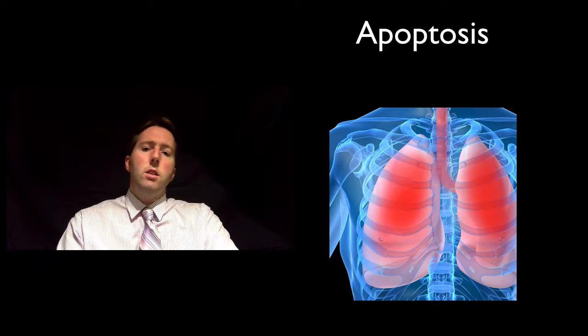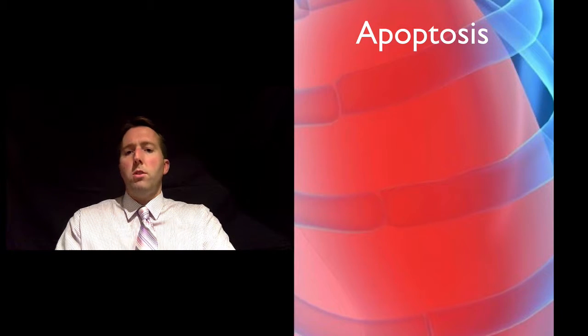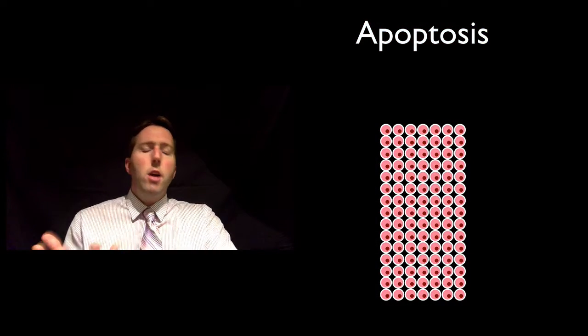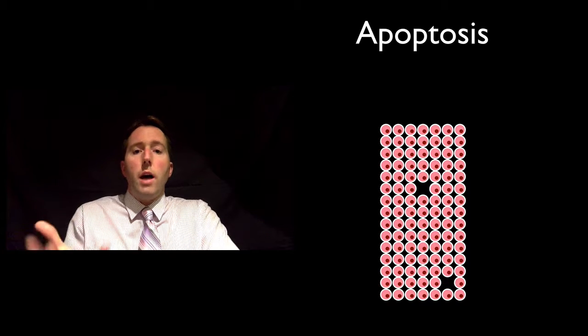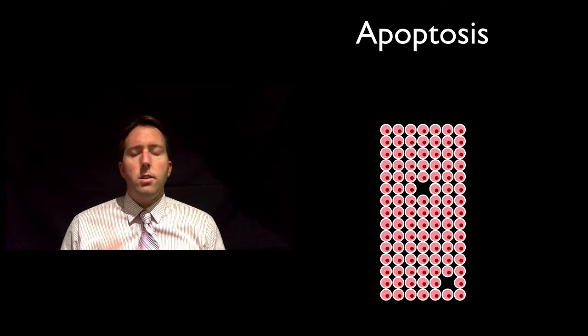So let's have a look inside the cells of a lung here, and see if we can have a look at apoptosis and how it works. There are some lung cells here, and you can see periodically some lung cells will die. There'll be instructions in the DNA of the cell saying, okay, cell, it's time for you to die. The cell will die, get consumed by other cells around it, and be excreted in your wastes.